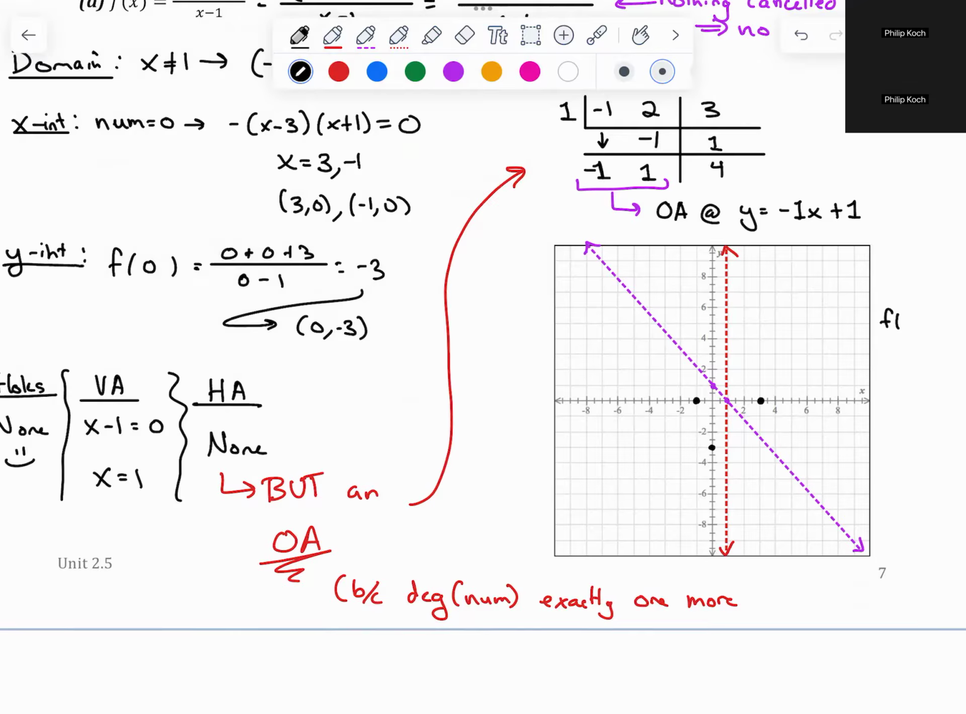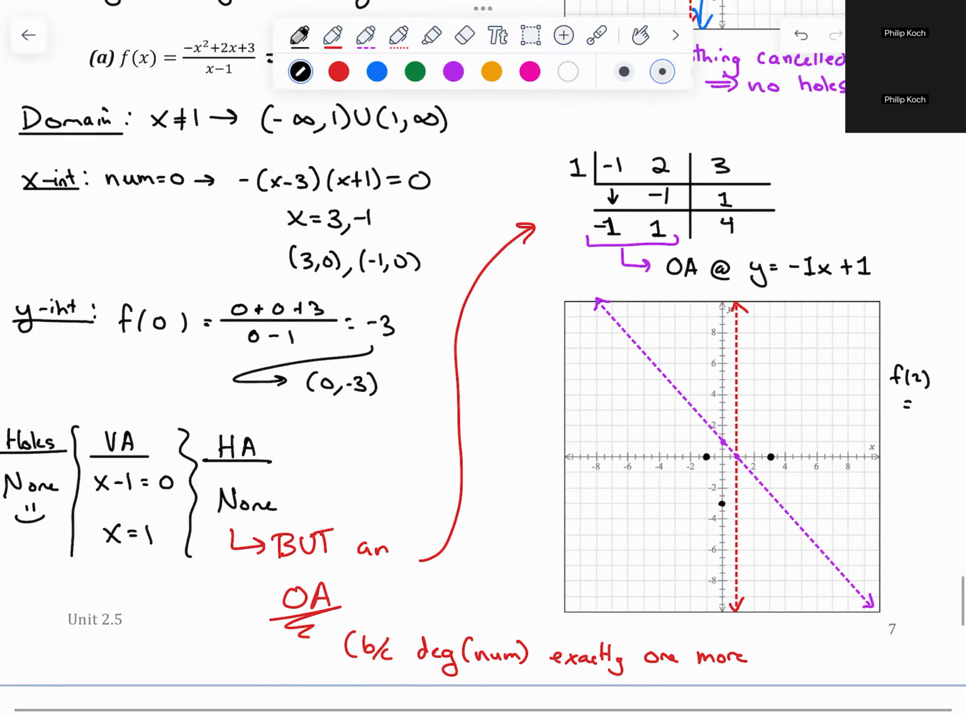F of 2 would be equal to, let's use our calculator. So fraction negative parentheses 2 squared plus 2 parentheses 2 plus 3 over parentheses 2 minus 1. I'm putting parentheses around all my inputs because I might need to plot more points, and it's easier if they're in parentheses. That way you know exactly where they are in the expression, and you know where to delete.